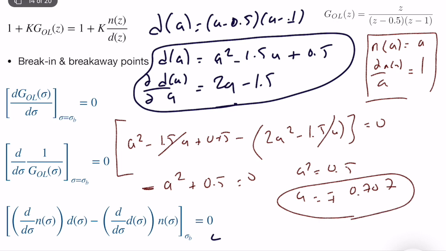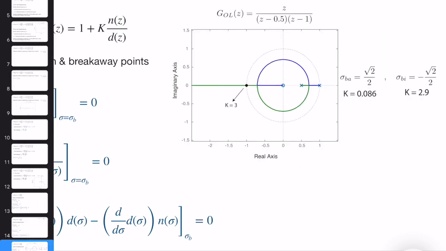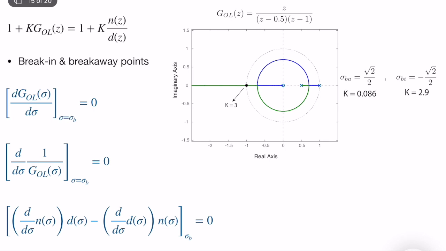So what is a? A is the breakaway point. So it means that I have two breakaway points. They are symmetrically distributed with respect to the real axis. If I go to the result, I will see that I have two breakaway points, one at 0.707 and one at minus 0.707, which is equal to square root of 2 divided by 2. Everything is correct. The next step is to use the magnitude computation to compute k's here.